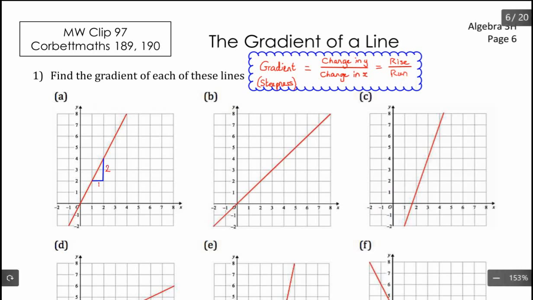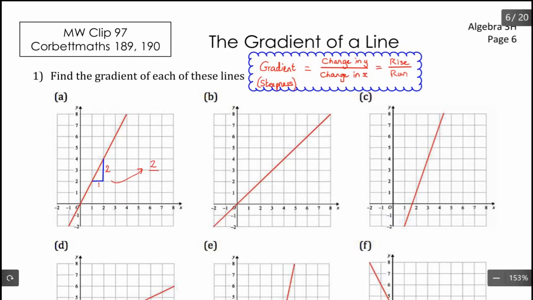And my rise there, for that run of 1, what was the rise? The rise was 2. And it's really important that you look at the numbers on the axes, not the number of squares, because the axes could be going up by different amounts. So once we've got those numbers, we do a little division. We do the rise divided by the run, always that way round. So 2 divided by 1 gives us a gradient of 2 for that graph.